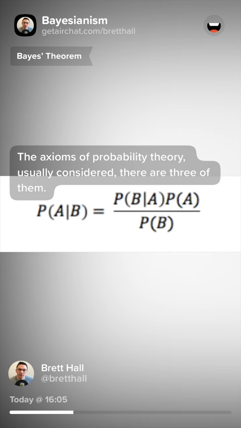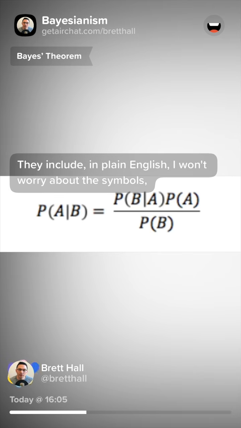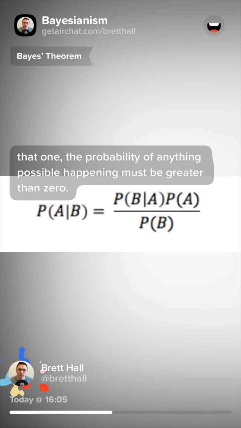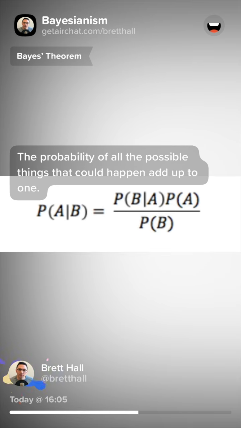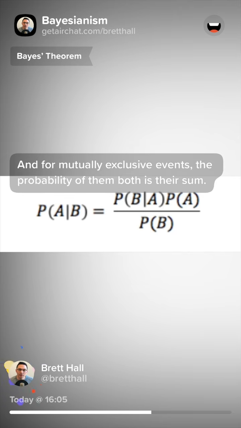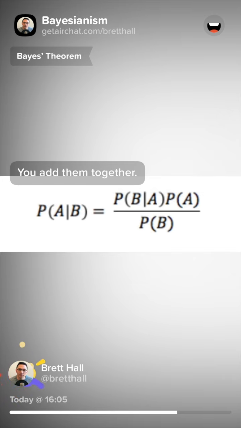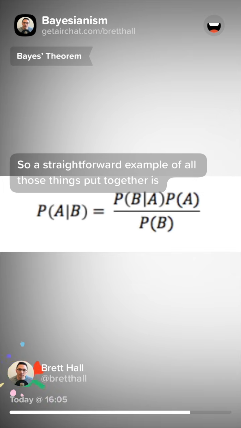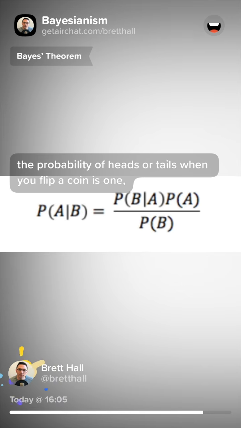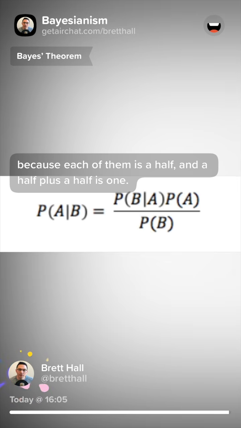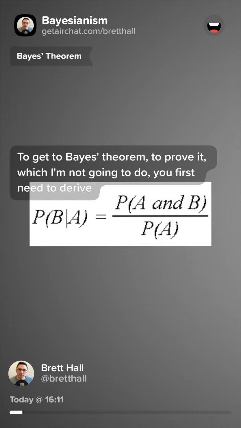The axioms of probability theory, usually considered, there are 3 of them. They include, in plain English, I won't worry about the symbols, that 1, the probability of anything possible happening must be greater than or equal to 0. The probability of all the possible things that could happen adds up to 1. And for mutually exclusive events, the probability of either is their sum. You add them together. So a straightforward example of all those things put together is the probability of heads or tails when you flip a coin is 1, because each of them is a half, and a half plus a half is 1.